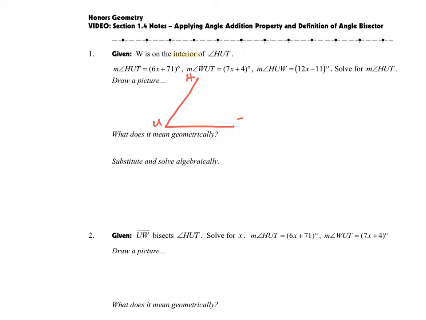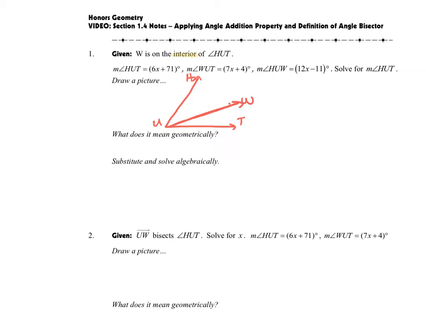Any size you want. You could make it obtuse, I just never do. So I'm going to draw this angle HUT. And when it says that W is on the interior, it means it's somewhere in here. It doesn't matter where we put it. Similar to what we did for between, we want to put our point W just somewhere closer to one side or the other. And we're going to connect that and draw a ray that allows us to divide this angle into two pieces.